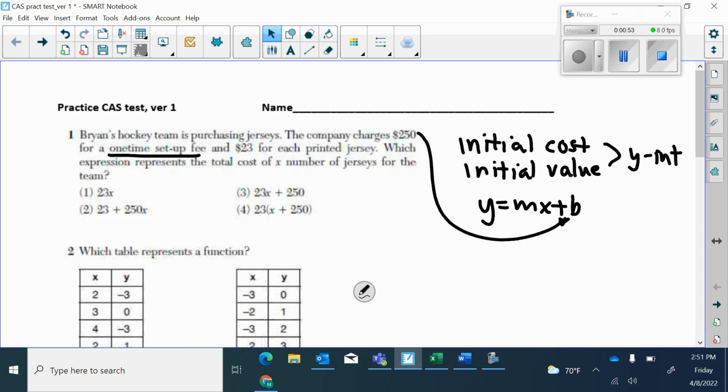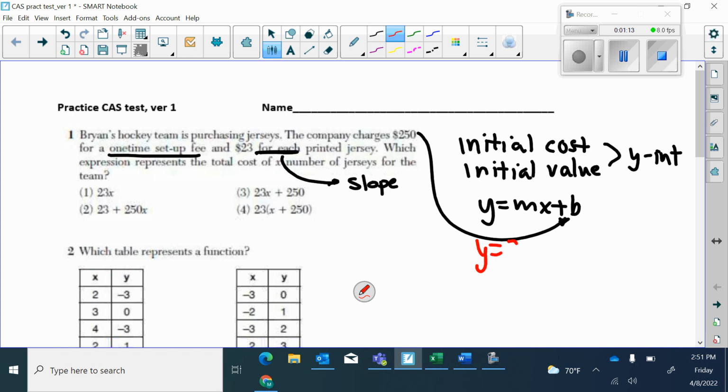And it says $23 for each. When you see the words for each, that is slope. Dead giveaway, slope. So those are keywords you should be looking for when you're reading a word problem. So I better see 23. Y equals 23x plus 250.